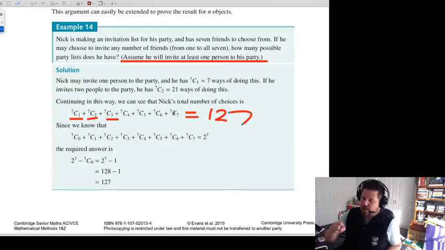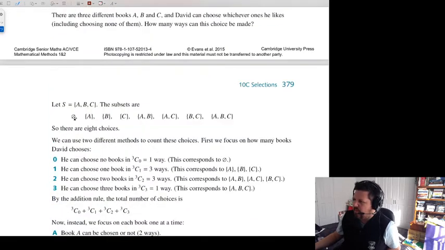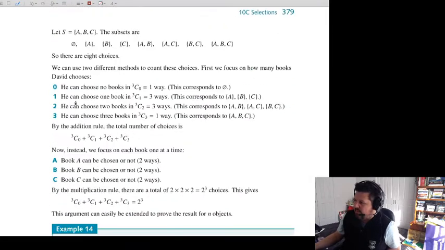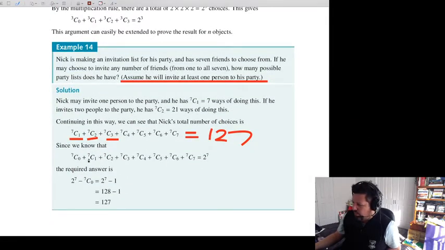The other way you could calculate this, if you didn't have a calculator and couldn't be bothered working all this out, is based on this rule up here: the total number of combinations for n objects, in our case 7, is equal to all of those added together, which is 2 to the power of 7. So 2 to the power of 7 is 128, and that's just because there's 7 objects to choose from. The total number of combinations is 2 to the power of 7.